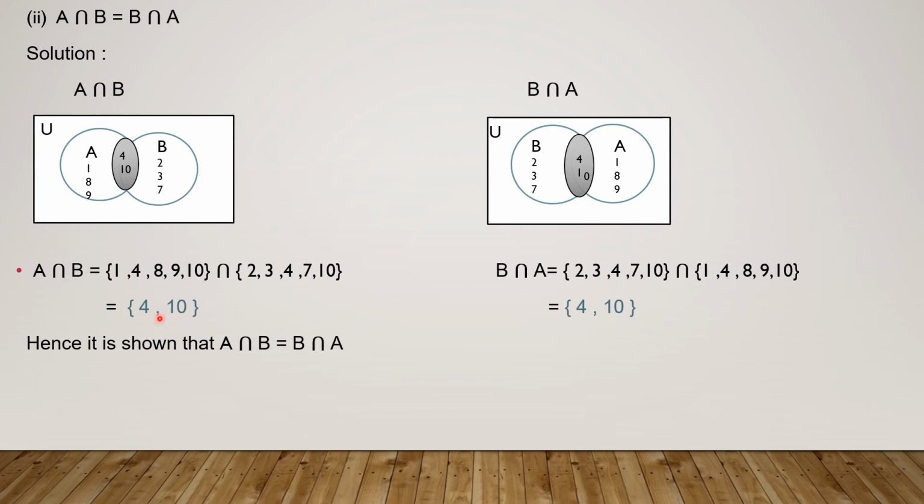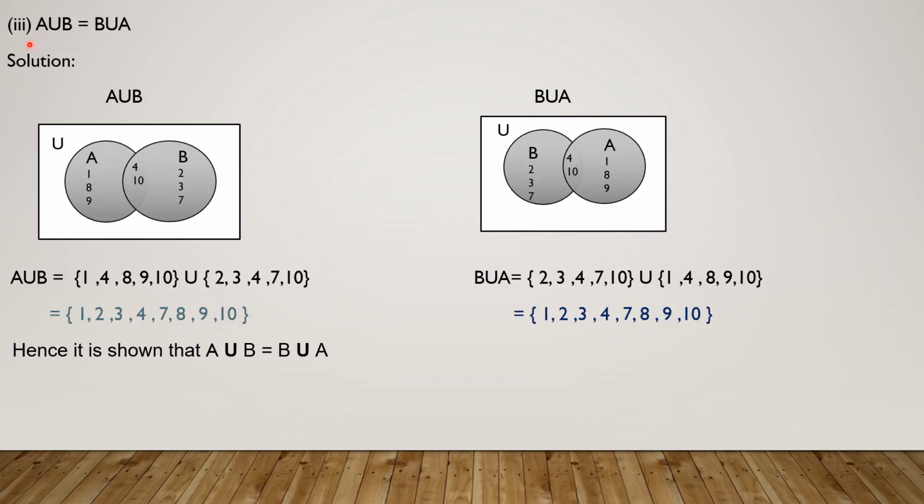Now, see here. A intersection B is 4, 10. B intersection A is also 4, 10. Hence, it is shown that A intersection B is equal to B intersection A. Part number 3 is show that A union B is equal to B union A.